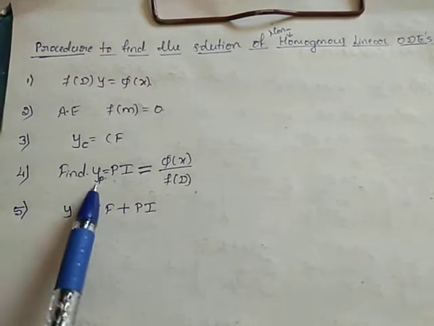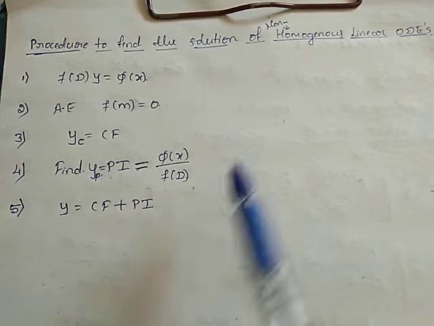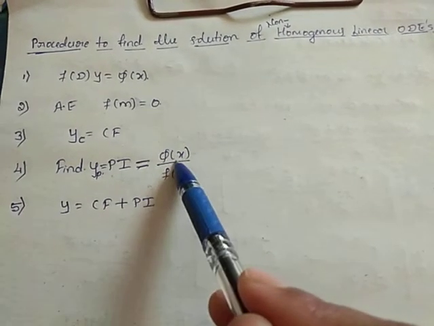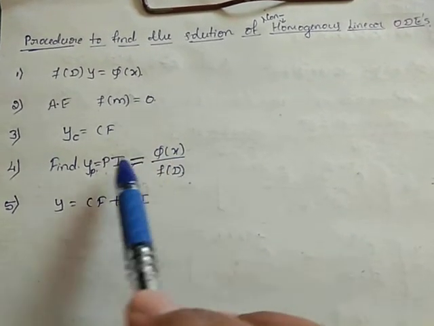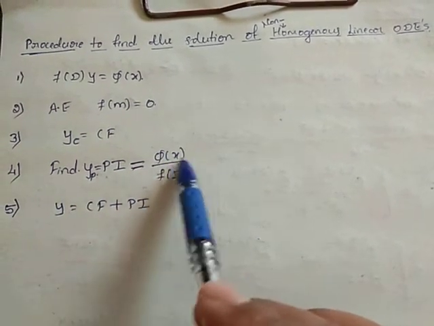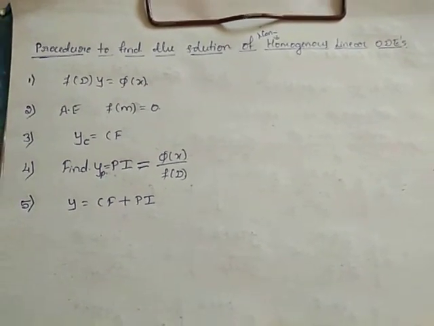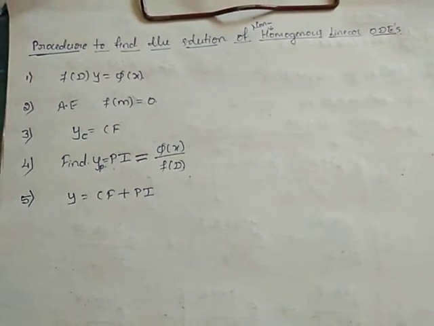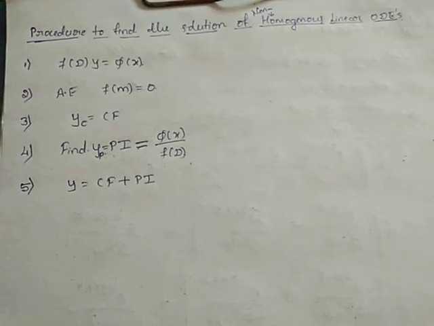Here, to find this particular integral we have a procedure, and that procedure depends on the value of the function of x. Based on the value of the function of x, the forms are divided into 5 different types. Those are called the specific forms of the particular integral. So based on the value of phi of x we have 5 types. In that, we move to type 1.